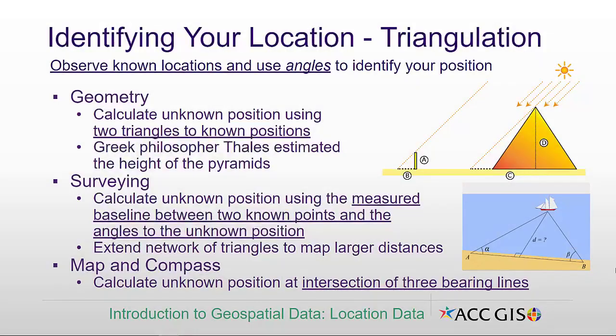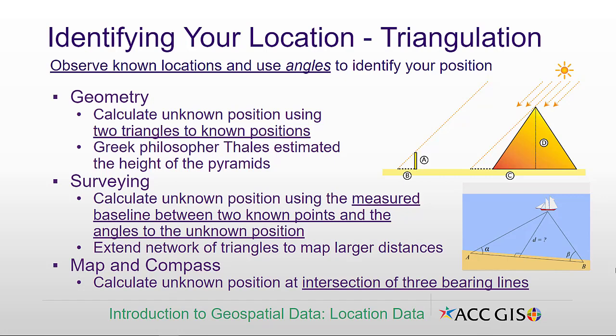The second methodology for identifying your location we'll discuss is triangulation, where you utilize known locations and angles to identify your position. And there are several methodologies for doing that, including geometry, surveying, and map and compass. When using geometry, you calculate the unknown position using two triangles to known positions.